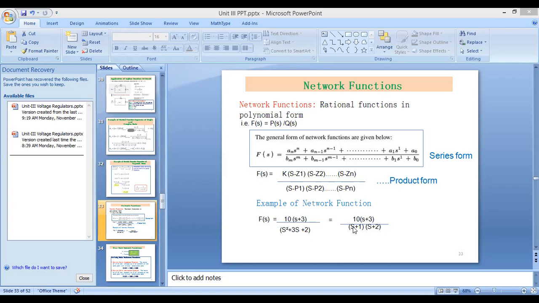Here, if you see the numerator, both terms are in multiplication, and for the denominator also both terms are in multiplication. So here we can say, if we have a network function in series form, we can convert that series form into the product form to get the solutions easily, because by using the Laplace transform we can differentiate and we can solve differential equations easily.